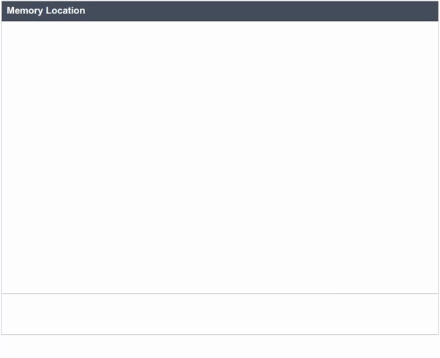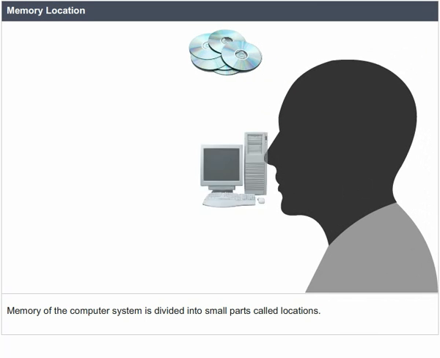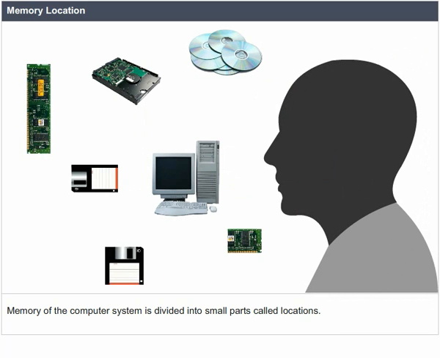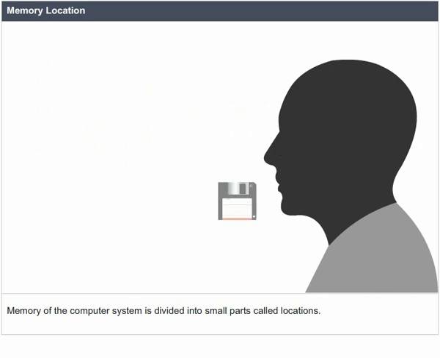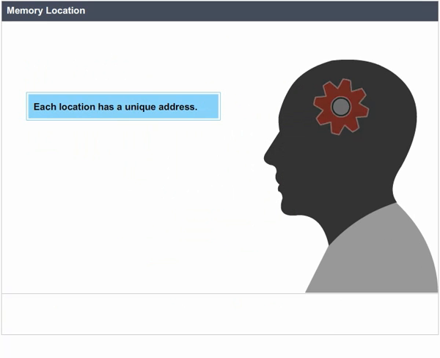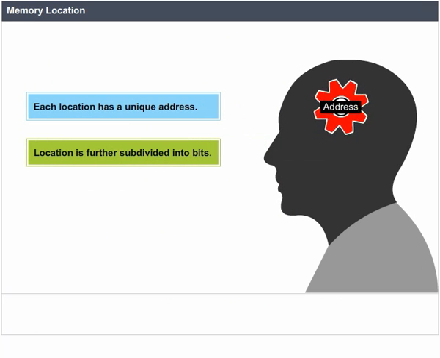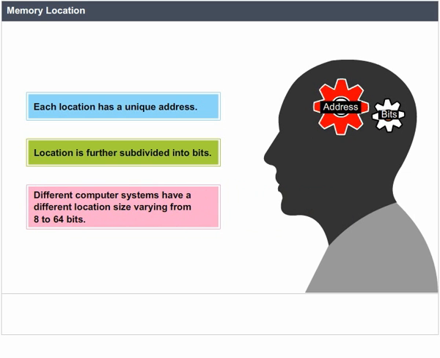Memory location. The memory of the computer system is divided into small parts called locations. Each location has a unique address. A location is further subdivided into bits. Different computer systems have different location sizes, varying from 8 to 64 bits.